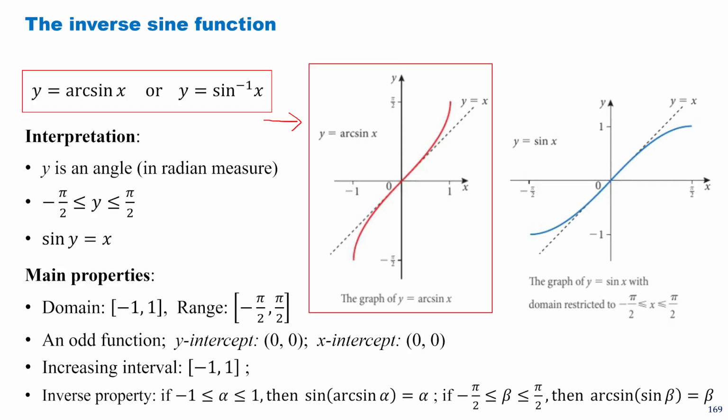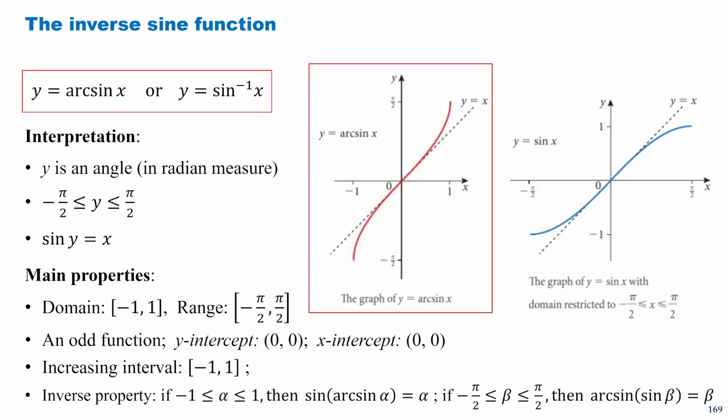Main properties of arc sine include the following. First, the domain of this function is from negative 1 to positive 1. Range is from negative half pi to positive half pi. It's also an odd function because we can prove arc sine of negative x equals negative arc sine x, and its graph has point symmetry about the origin. Its y-intercept is (0, 0), and x-intercept is also (0, 0), and the interval from negative 1 to positive 1, closed interval, is its increasing interval. The function is increasing monotonically in this interval.